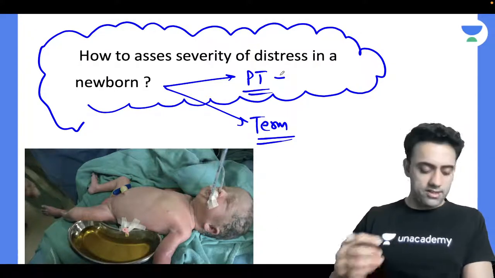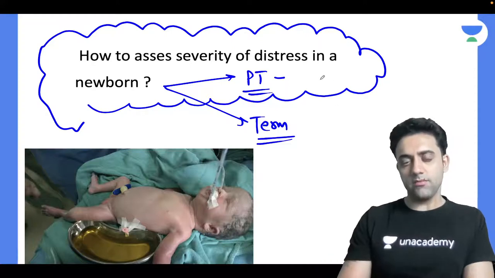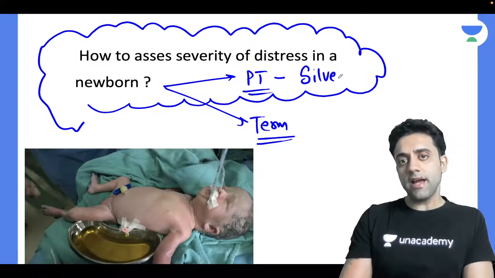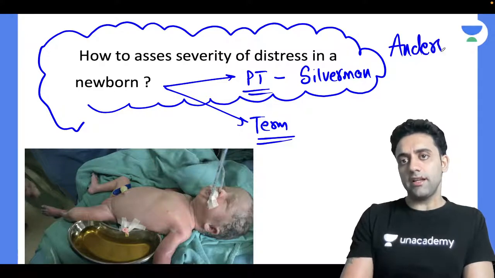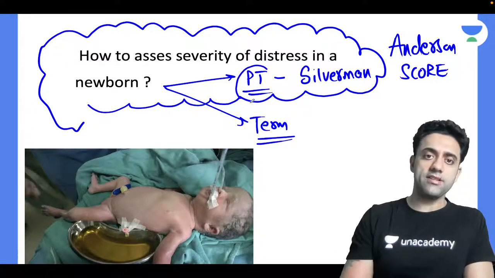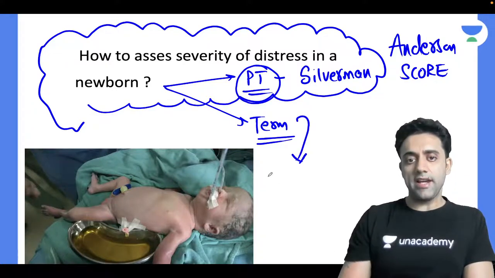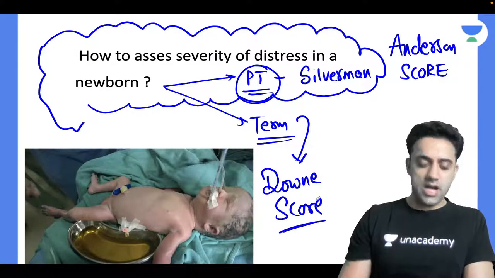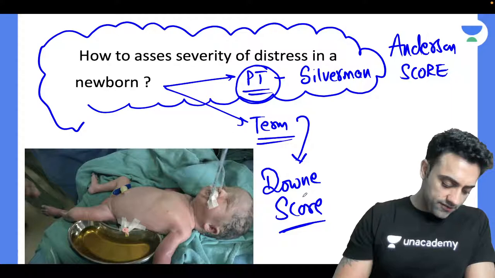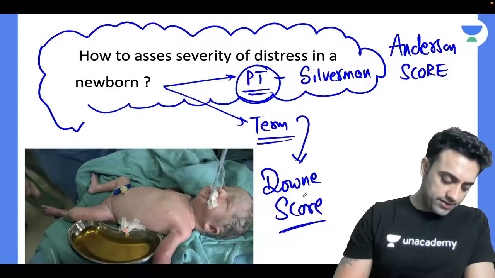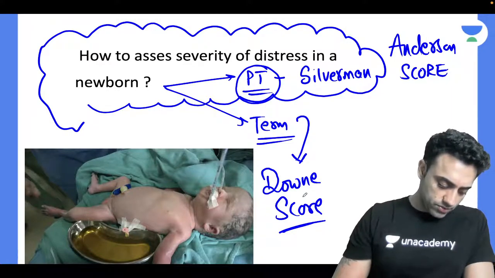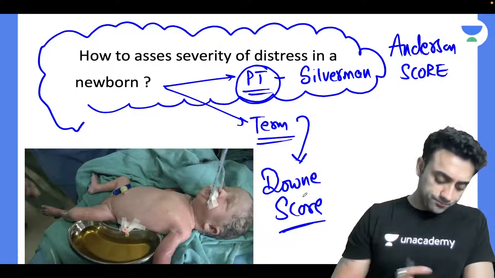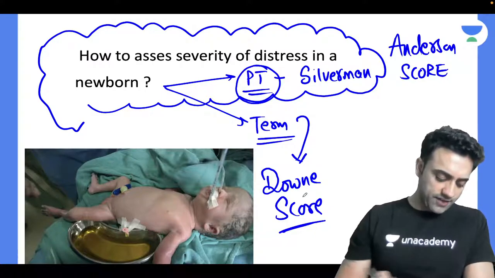To assess the severity of distress in a preterm, we use something known as the Silverman Anderson score. This is a scoring system to assess the severity of distress in a preterm. To assess the severity of distress in a term, we use something known as Downes' score. So that you should know. Silverman Anderson score and Downes' score are the two scores which we use for the assessment of severity of distress.